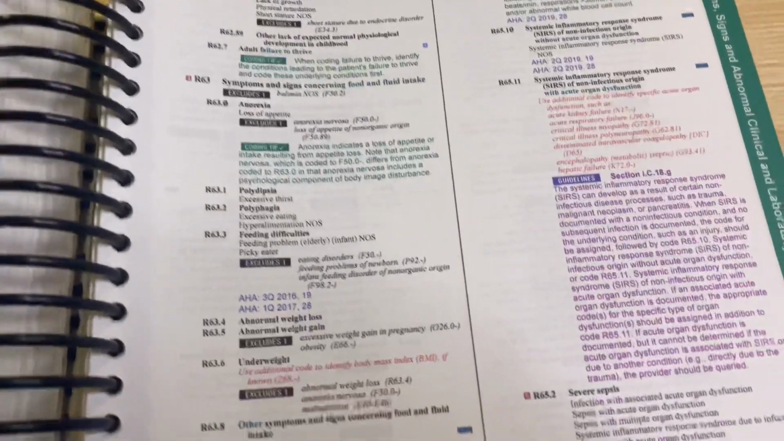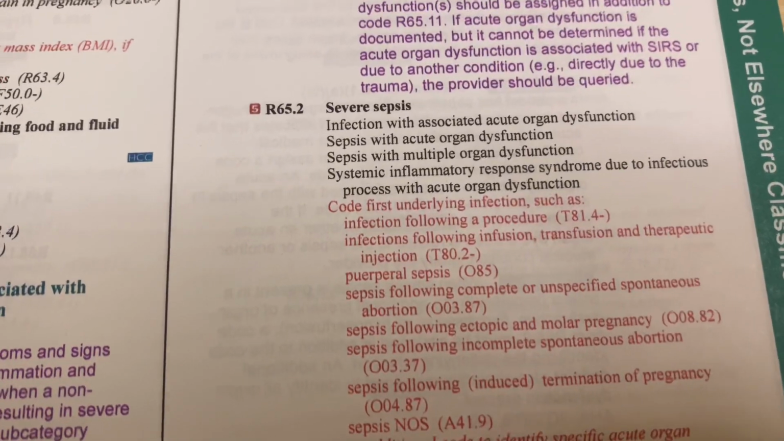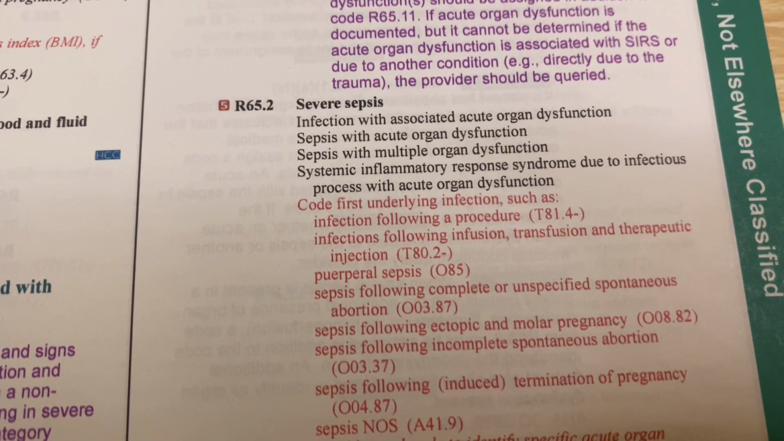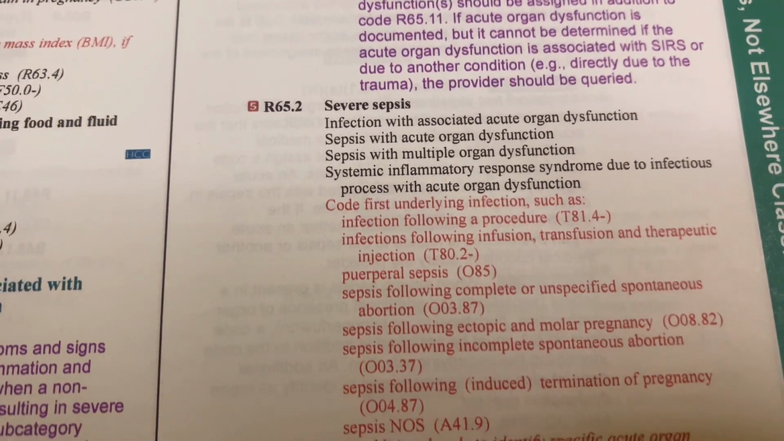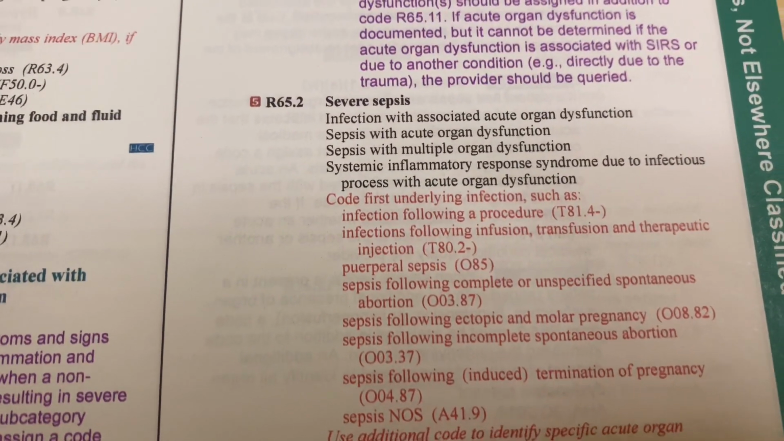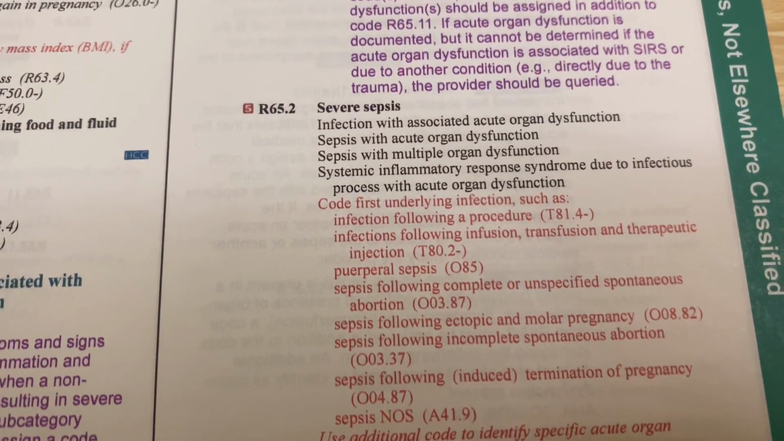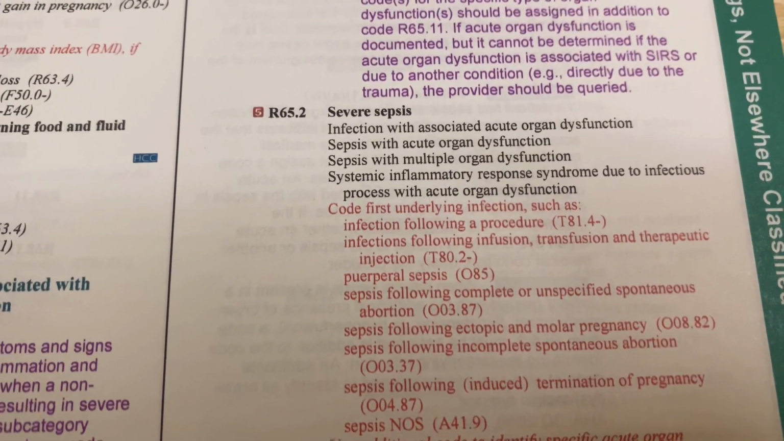R65.2. And here we are at severe sepsis, and it says infection with associated acute organ dysfunction that the patient has, sepsis with acute organ dysfunction, patient has that as well, and sepsis with multiple organ dysfunctions. We do have multiple. We had respiratory and liver. And then it also says systemic inflammatory response syndrome due to infectious process with acute organ dysfunction. That is everything that this question has. So R65.2 is definitely a code that we want to report, but how do we want to report them?